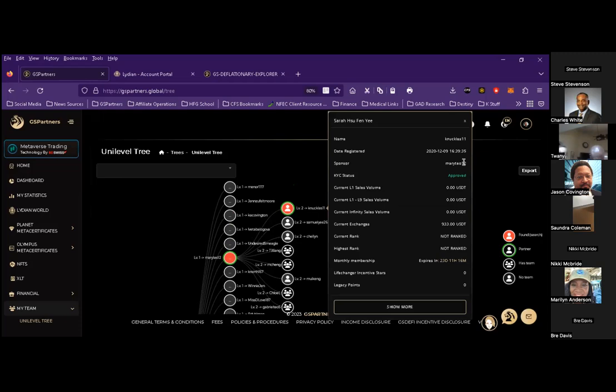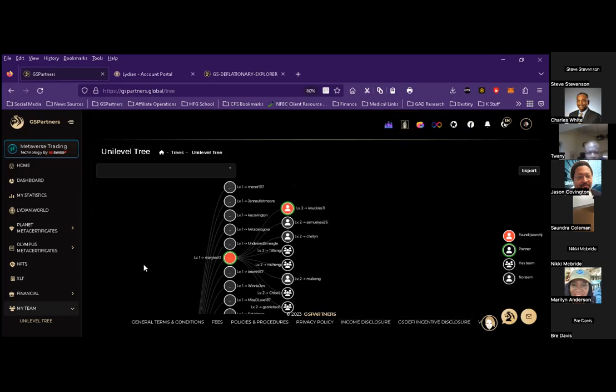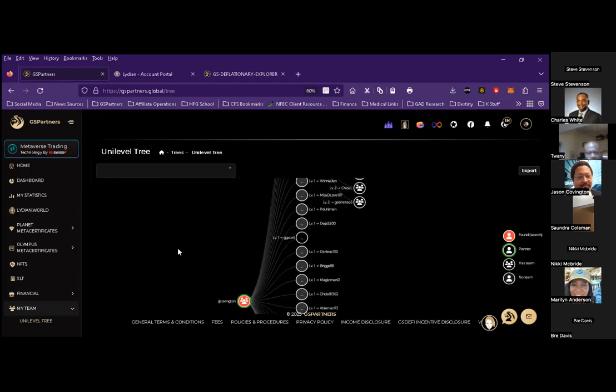So this is what Dr. David always talks about with taprooting, okay? So you can also see where their monthly membership expires as well, and whether their KYC was approved or not. So this is one very, very useful thing to take a look at.